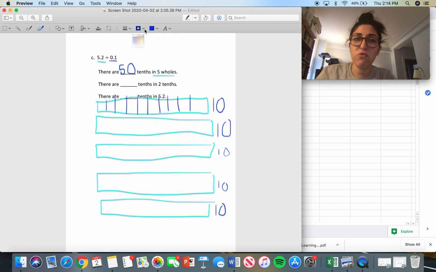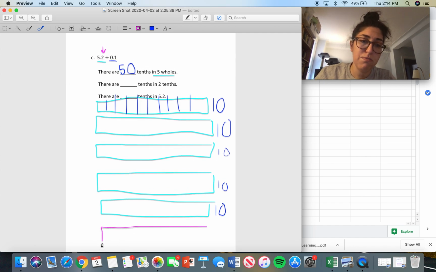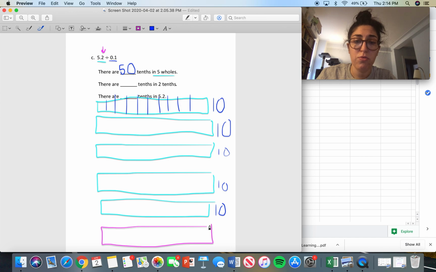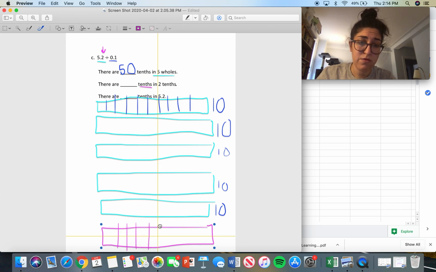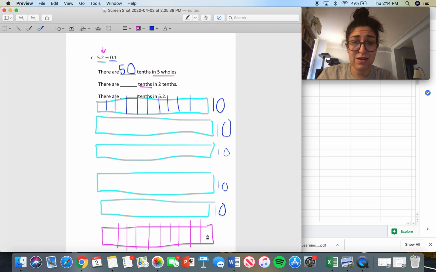But that's not what this question is asking. This question is asking about 5.2. So for this 0.2, I'm going to make another whole, but I'm not going to care about the whole whole. I only care about 2 of them. So again, 1, 2, I'm going to break this whole into tenths because that's what we're working with. The unit we're working with is tenths. But I'm going to break it 1, 2, 3, 4, 5, 6, 7, 8, 9, and here's 10.